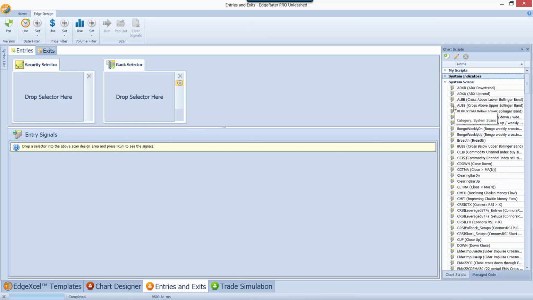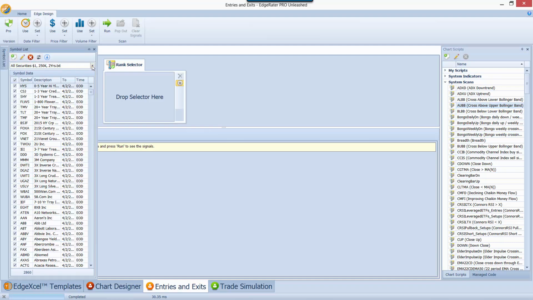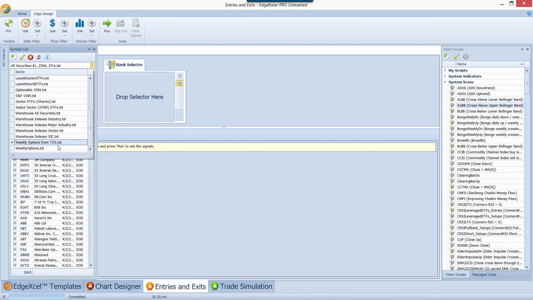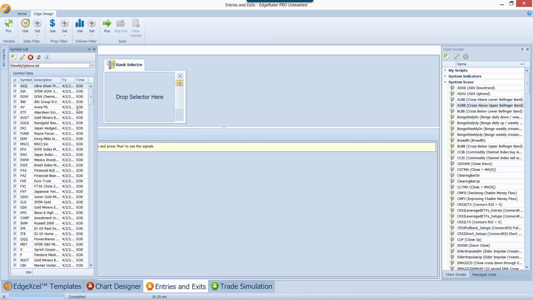So I'm going to do a simple one now, which is this script here: cross above upper Bollinger Band. I'll just double click it, and it pops it in over here to this selector. Okay, I'm going to run this. I'm going to choose a shorter list, just for time's sake.